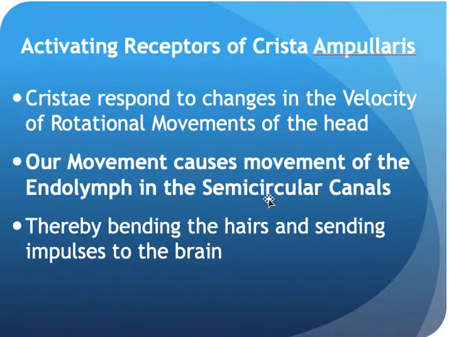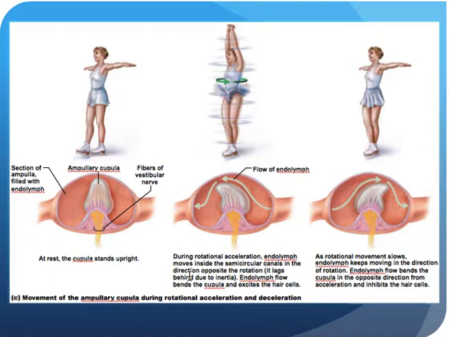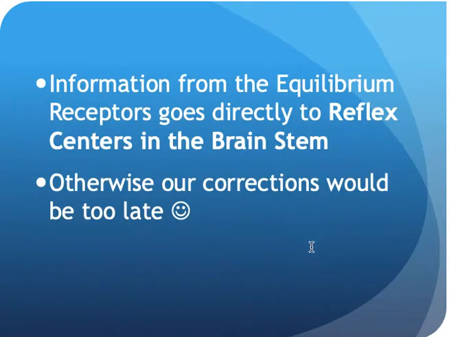So activating the receptors of the cristae ampullaris: they respond to changes in the velocity of rotational movements of the head. Rotation causes movement of the endolymph in the semicircular canals, thereby bending the hairs and sending those impulses up to the brain. Here's our little picture of somebody rotating. It's a good visual, but we're just trying to memorize which part of those internal structures does what. Cochlea is hearing, the vestibule is linear acceleration, and that's the macula, and then my semicircular canals are my rotational movements, and that's the cristae ampullaris. Okay, and information from equilibrium receptors goes directly to reflex centers in the brain.